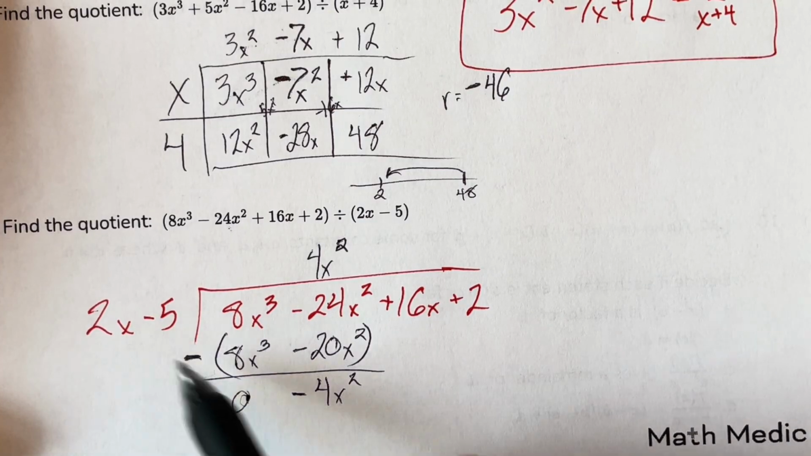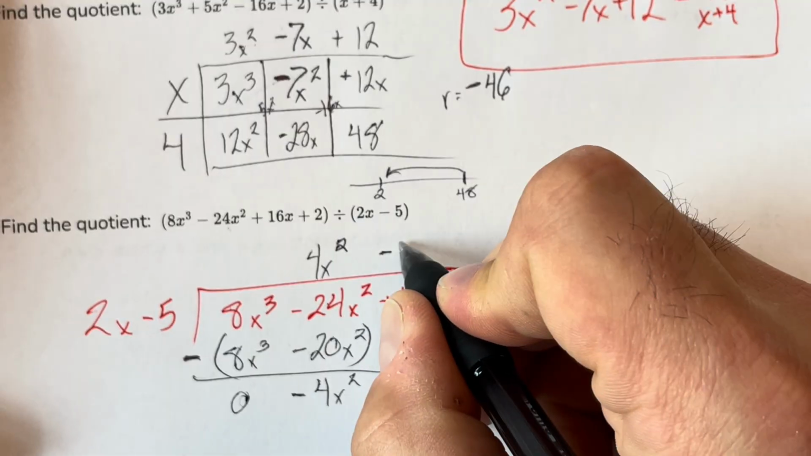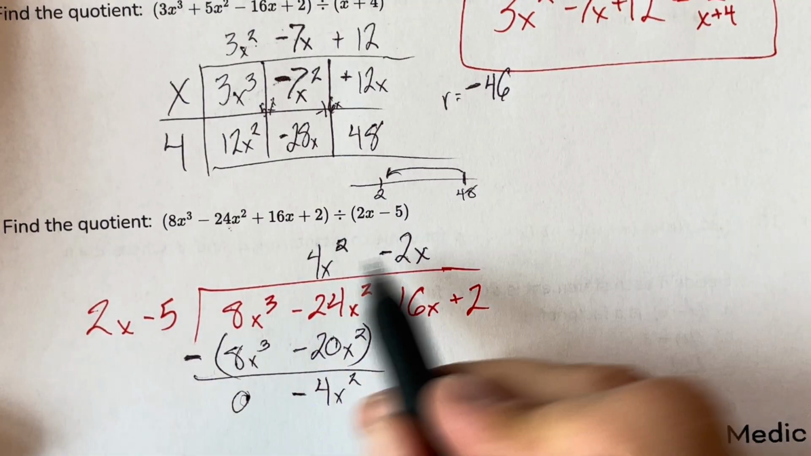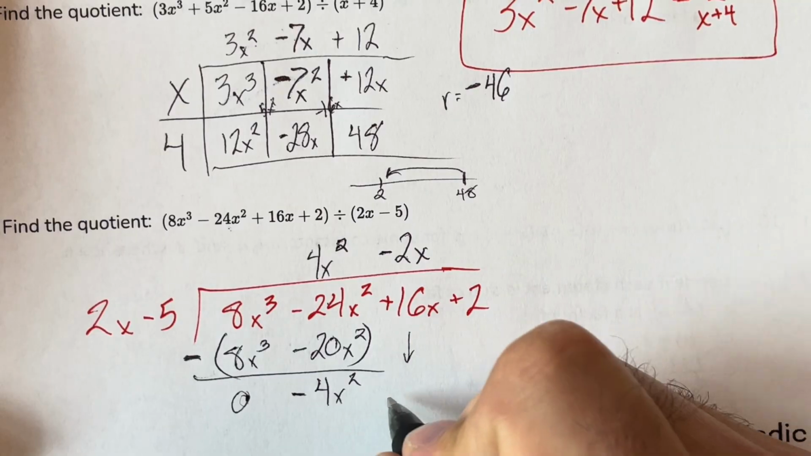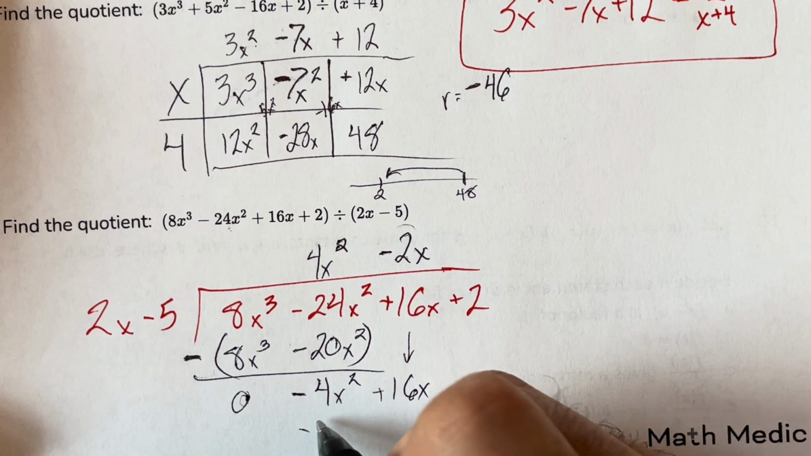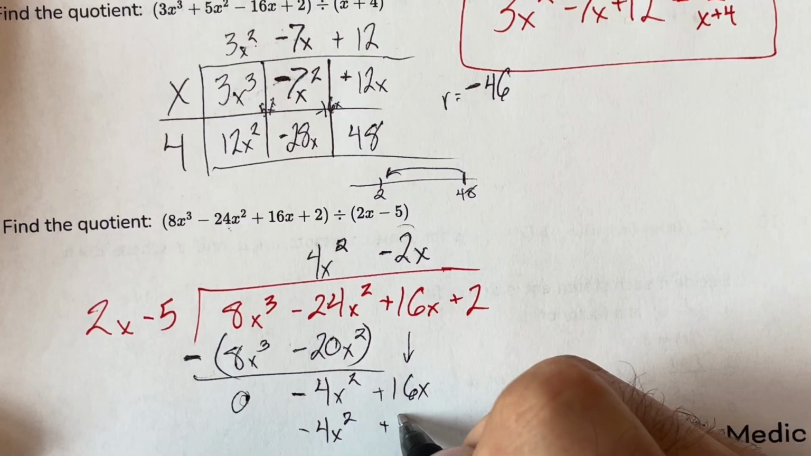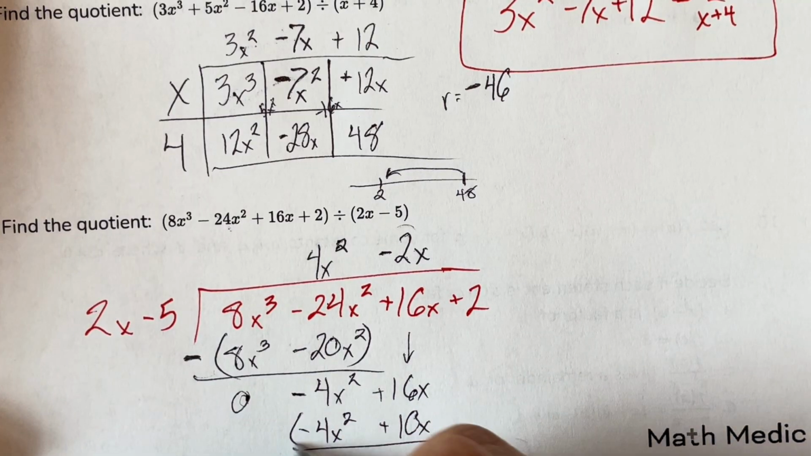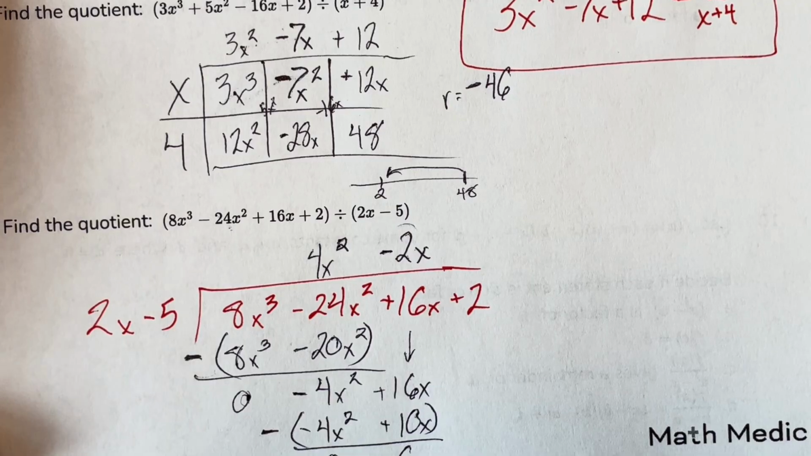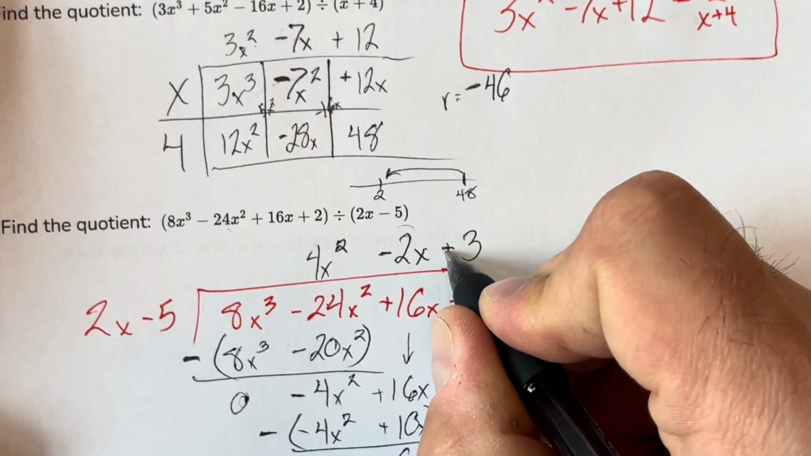And I ask myself, what would I have to multiply 2x by to get negative 4x squared? Well, I'd have to multiply by a negative 2x. I bring this term down, the plus 16x, and I multiply this by each of these, distributing, and I get my negative 4x squared. Negative 2x times negative 5 makes positive 10x. I'm taking this quantity and subtracting it. This minus itself is our 0. 16 minus 10 is 6x. And I look at 6x and 2x and say, I have to multiply by a positive 3.